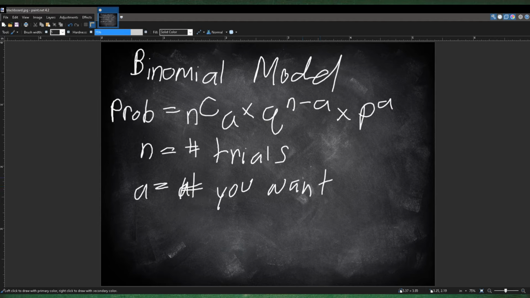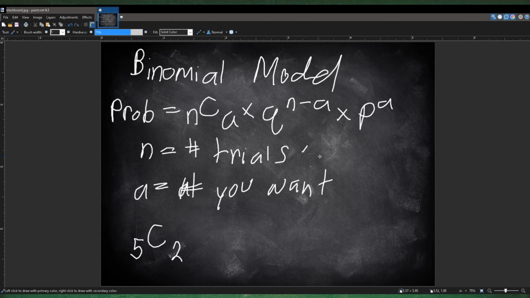So using our coin example, let's say you flip 5 times, right? And you want 2 heads. So what's the probability of you getting 2 heads out of 5? So 5 is the amount of trials because it's out of 5, and the number you want is 2 because you want 2 heads. So you have 5 combination 2, right?